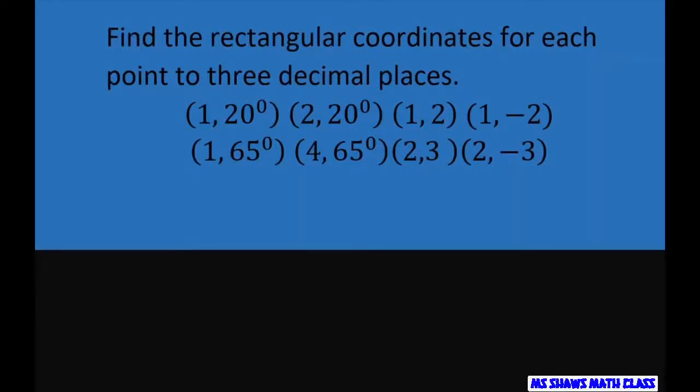Hi everyone. We're going to find the rectangular coordinates for each point to 3 decimal places. So this is where you use the calculator.